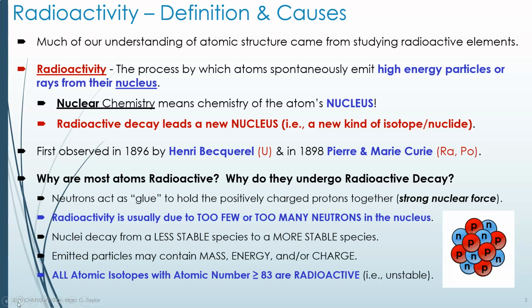All atomic isotopes with an atomic number greater than or equal to 83 are radioactive. That is, they are ultimately unstable. Now, some of them have very, very long stabilities before they release a particle, so they act as if they're completely stable. For instance, bismuth, which is atomic number 83, the most common forms of bismuth are all radioactive, but they take enormously long to decay, so they're essentially stable for all intents and purposes.